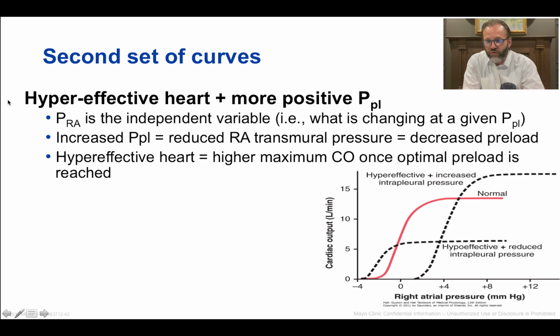Walking through this very quickly, we've got right atrial pressure as the independent variable, so what we're changing, at a given pleural pressure. So you increase pleural pressure, that's going to reduce right atrial transmural pressure and decrease preload, but that hyper-effective state of the heart is going to allow you to have a higher maximum cardiac output once optimum preload is reached.